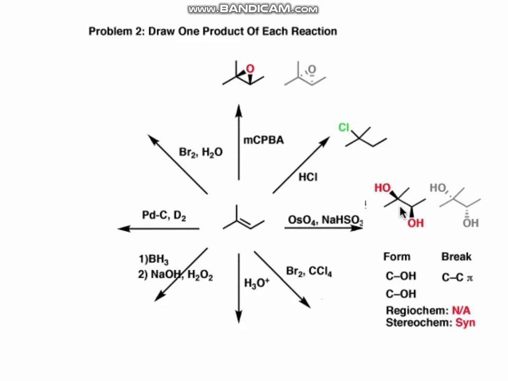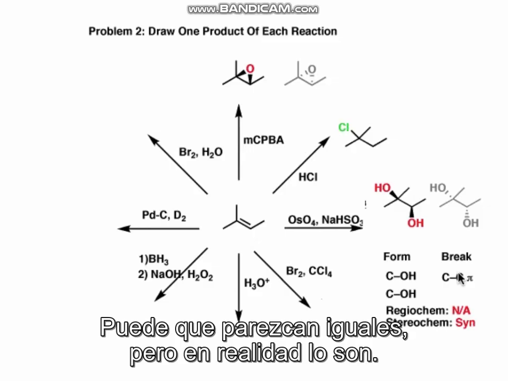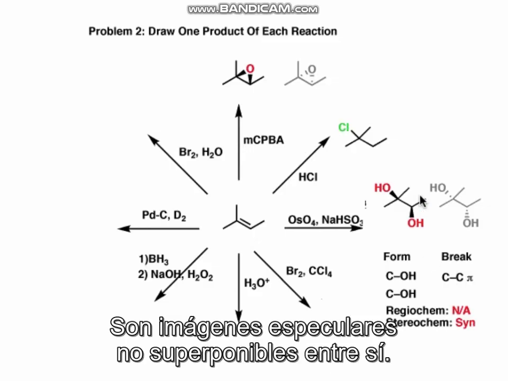adjacent carbons. And notice here that I draw 2 products, again, just like we did with the epoxidation example. They might look the same, but they're actually enantiomers of each other. They're non-superimposable mirror images of each other.